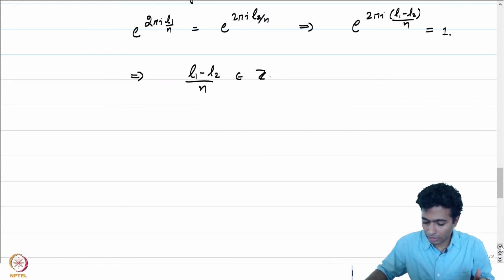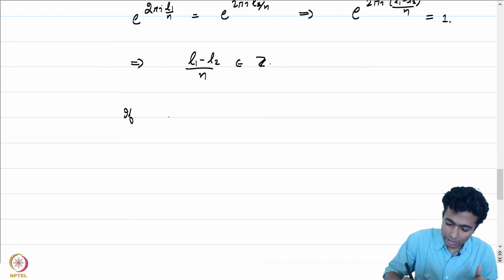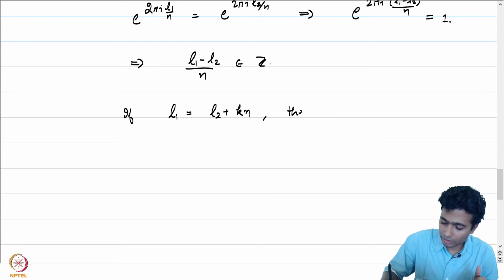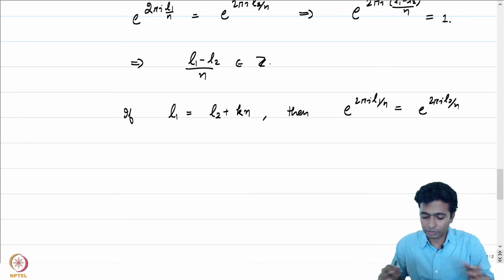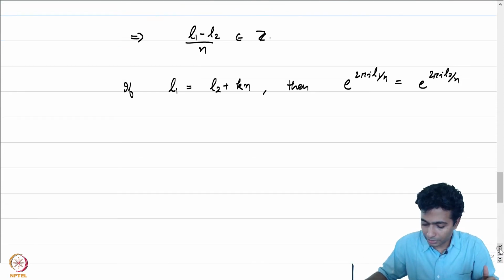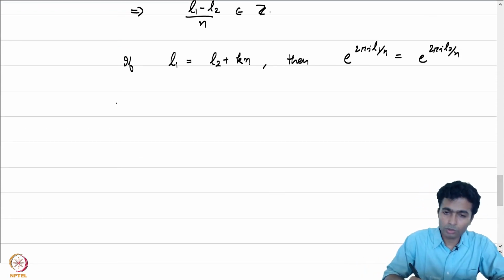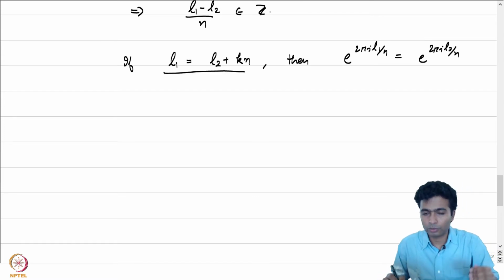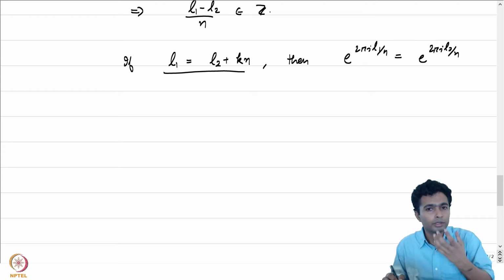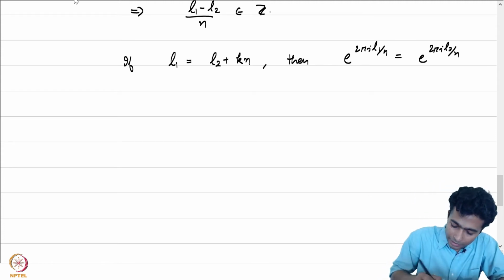So in particular, if L1 is equal to L2 plus some k times n, then e to the power 2 pi i L1 by n is equal to e to the power 2 pi i L2 by n. We get the same number. And because of that, we would like to avoid these repetitions, and we will hence go modulo nZ. So this is precisely saying that, right? If you go modulo nZ, you'll capture all the roots of unity. Write that down.